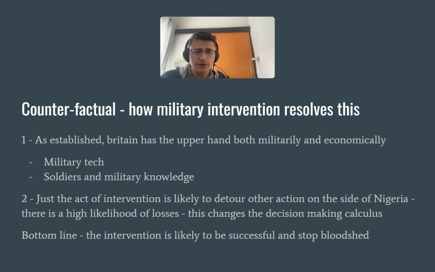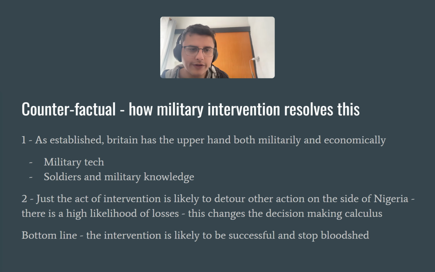So the first most basic thing is, as it is established, Britain has the upper hand both militarily and economically. They have a lot of military technology and advanced weapons. This could range from aircraft, maybe tanks, and things like that. They also have a lot of soldiers, and they have a lot of military knowledge since they were basically fighting a world war 20, 30 years ago. And they're retaining all of these things, meaning that they are most likely on the strong side, and people understand this is a formidable military force to be opposed against.